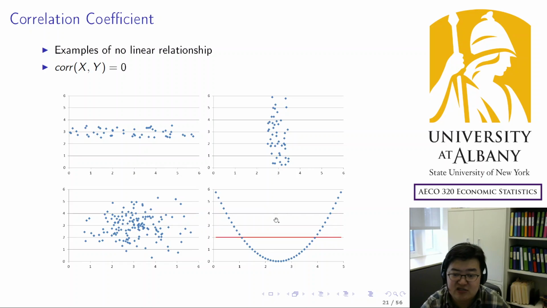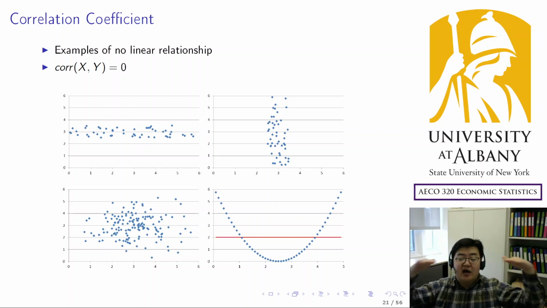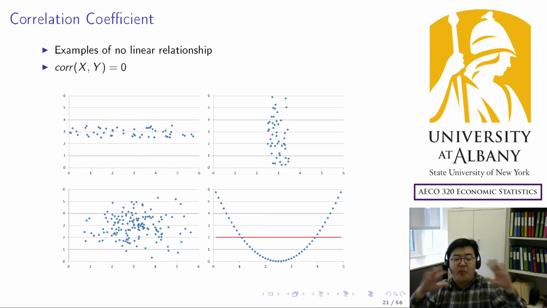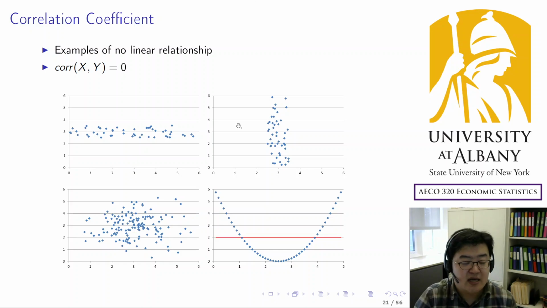So this is another example. Anyhow, a correlation coefficient of 0 simply means the trend line is flat or there is no pattern. When x increases, y does not increase or decrease at all. That's the intuition.